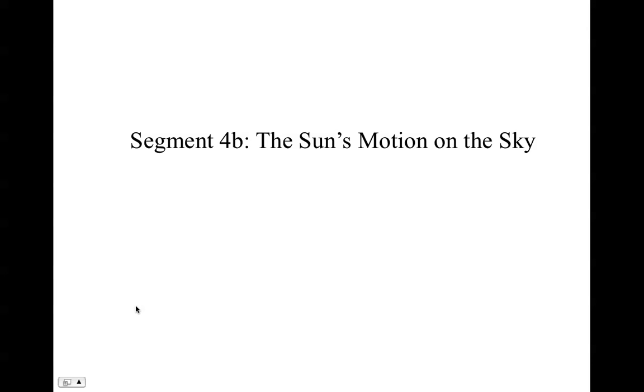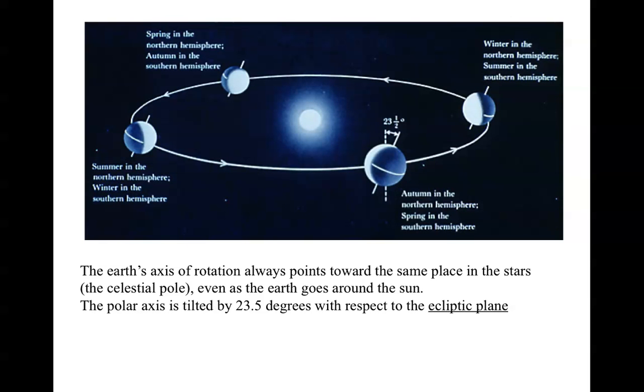Segment 4b, the sun's motion on the sky and the reason for the seasons. We begin with an outside view of the Earth's orbit around the sun. In this picture we see the path of the Earth given as the white circle around the sun, and we note that the Earth's axis, the line going through from the north to the south pole, is tilted by 23.5 degrees from the plane of the Earth's orbit, the ecliptic plane.